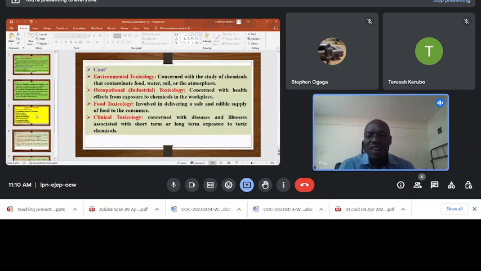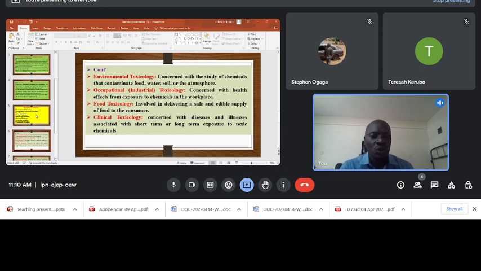When we talk about the discipline of environmental toxicology, this one is basically concerned with all the chemicals that contaminate food, water, soil, or the atmosphere. Then occupational toxicology is concerned with the health effects from exposure to chemicals in different workplaces. Food toxicology is involved in delivering a safe and edible supply of food to the consumer that is safe from toxicants that can cause harm to the consumer.